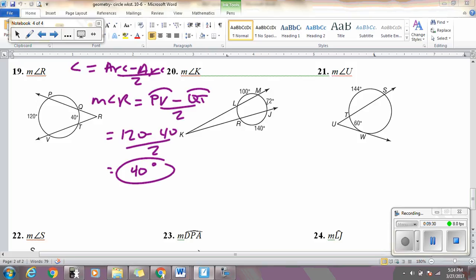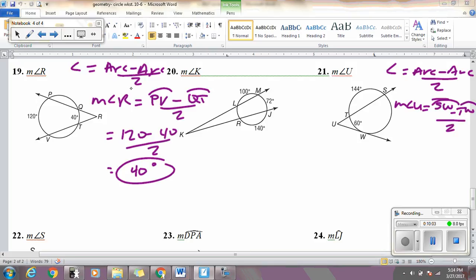For number 21, we're looking for the measure of angle U, which again is outside the circle. So again, we're going to use angle is equal to arc minus arc over 2. So the measure of angle U is equal to arc SW minus arc TW over 2.